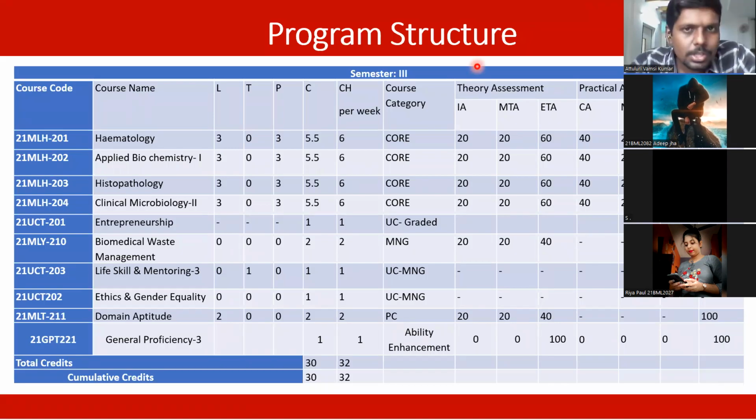Anyway, in your third semester, you have hematology, applied biochemistry, histopathology, clinical microbiology 2, entrepreneurship, biomedical waste management, life skills, ethics and gender equality, domain aptitude, and general proficiency 3. These are the subjects that you will study in the current semester, which is the third semester.